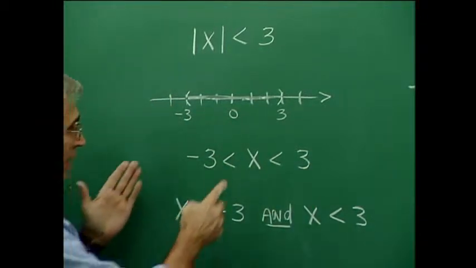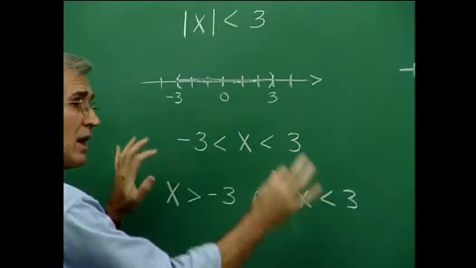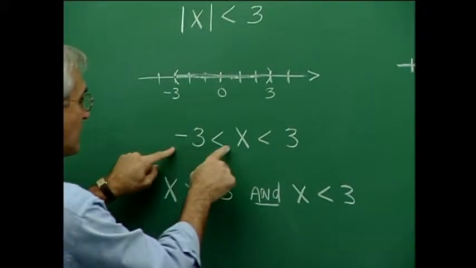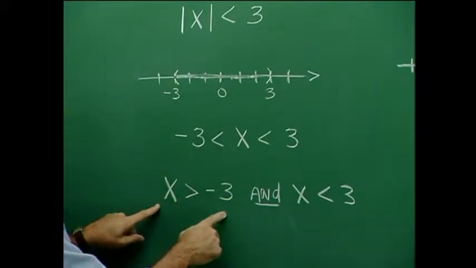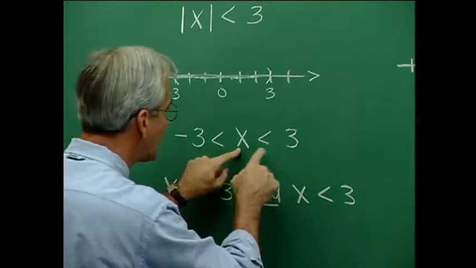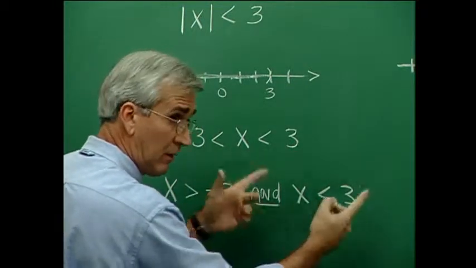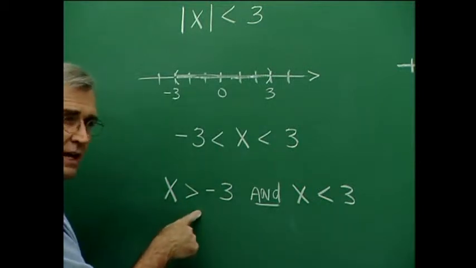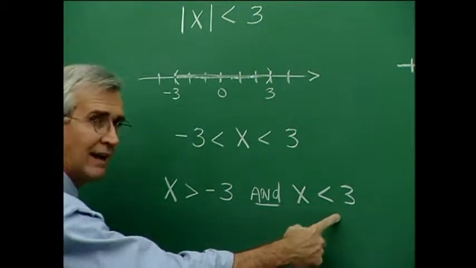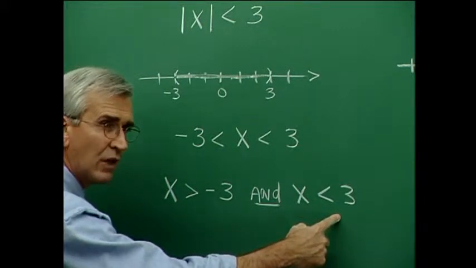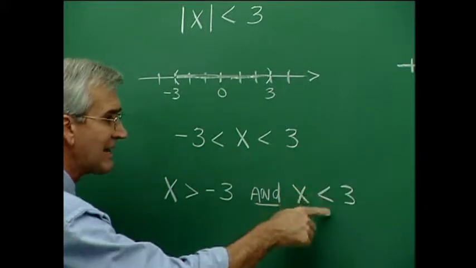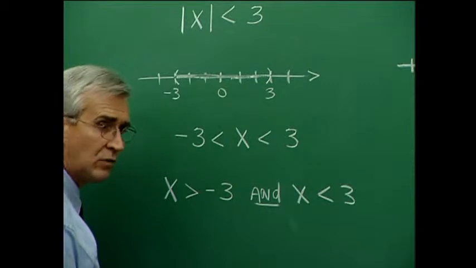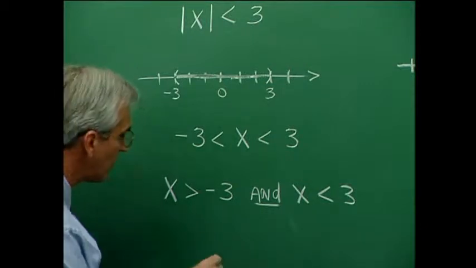Now we could separate this double inequality into two separate inequalities. If -3 is less than x, it means that x is greater than -3. And if x is less than 3, x is less than 3. If we're thinking about this as a set of values, then we want the values that are in this set and in that set at the same time. That is, we want the overlap of these two. Let me show you what I'm talking about here.